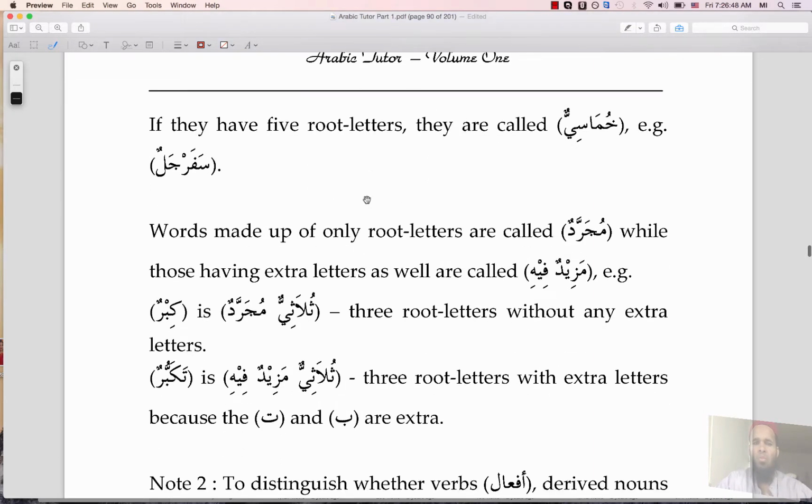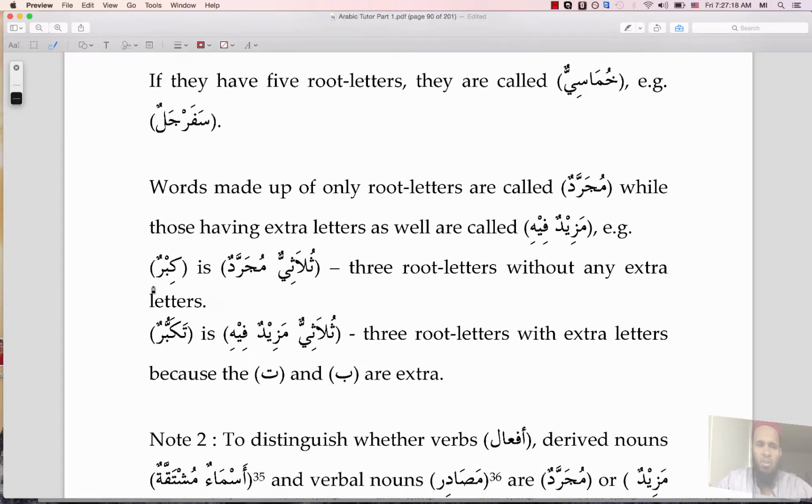Words made up of only root letters are called mujarrad. So if the words or the derivations are made out of root letters only, whether it's 3, 4, or 5, they're going to be called mujarrad. While those words that have extra letters are called mazid fihi. So mujarrad and mazid fihi.